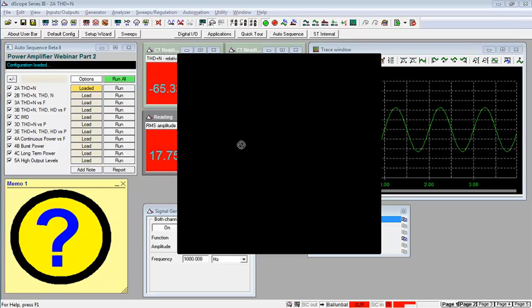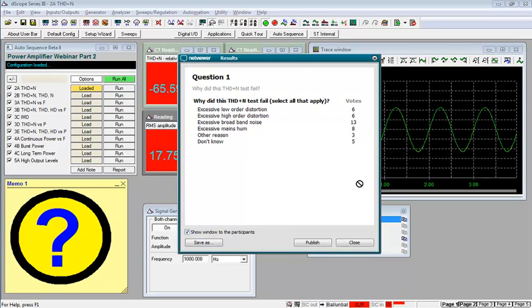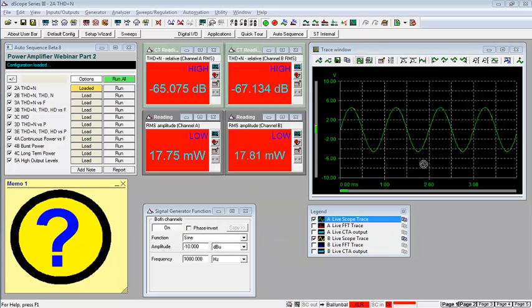So, let me now look at the survey results, and if we have any form of consensus here, it seems to be that we think that there might be an excessive amount of broadband noise causing my THD plus N test to fail. These are all possibilities, it has to be said, but in fairness, if we just look at the information that we're presented on the screen here, we really have no way of knowing what is the root cause of the problem here. If I want to understand why this THD plus N test has failed, I need some more detail.